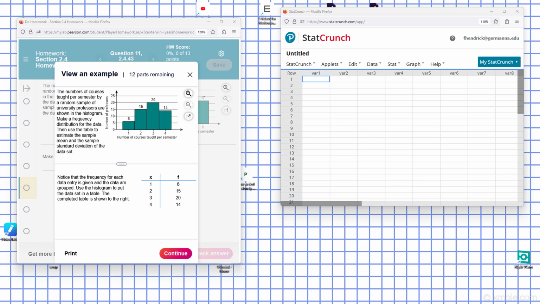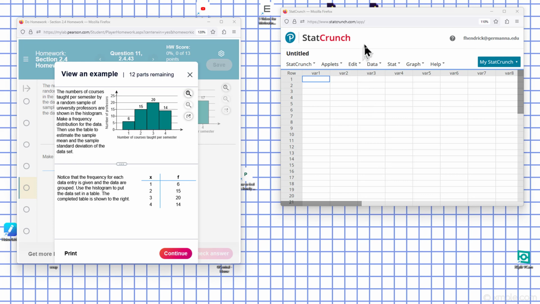Chapter 2, Section 4, Problem 43. The numbers of courses taught per semester by a random sample of university professors are shown in the histogram. Make a frequency distribution for the data, then use the table to estimate the sample mean and the sample standard deviation of the data set.